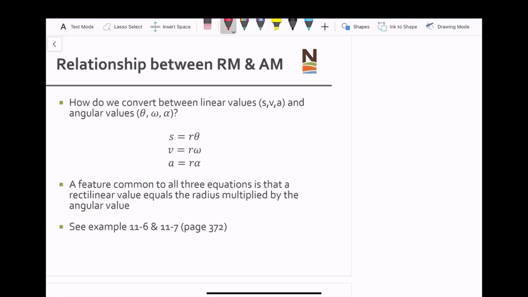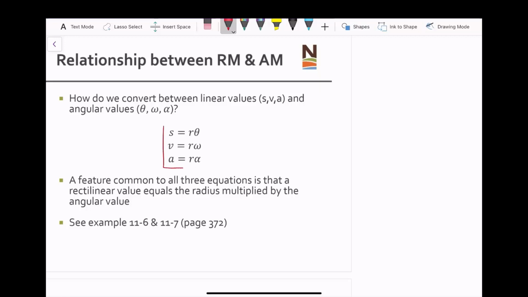So how do we convert between these linear and angular values? Your linear displacement, velocity, and acceleration to our angular displacement, velocity, and acceleration. You can see here that here's the conversion, and there is one common term between all of them, and that is the radius. How far from the point about which the body is rotating, that radius arm, that is the conversion between our linear and angular motion. So a feature common to all three equations is that the rectilinear value equals the radius multiplied by the angular value.